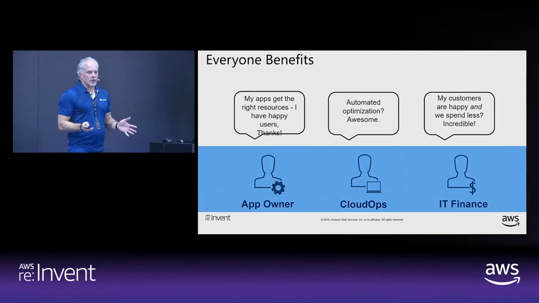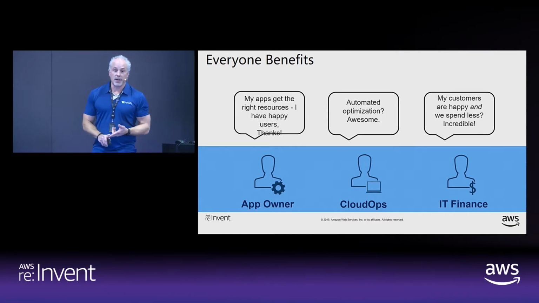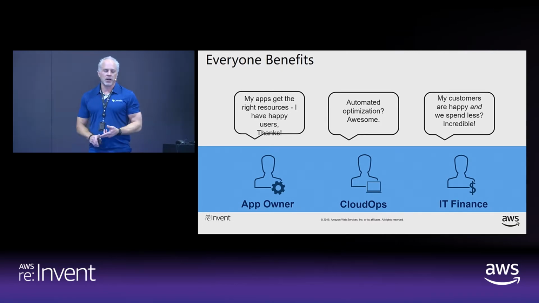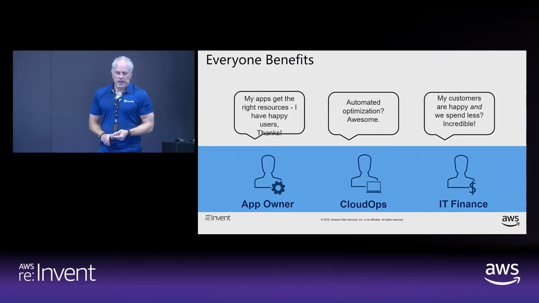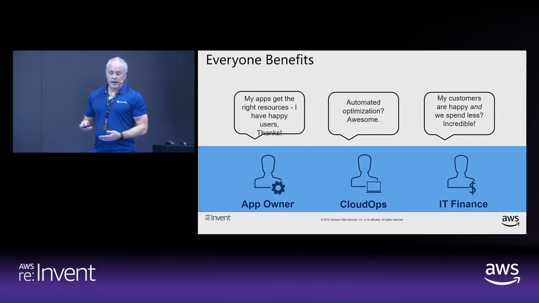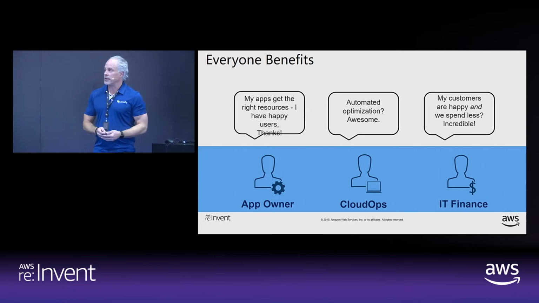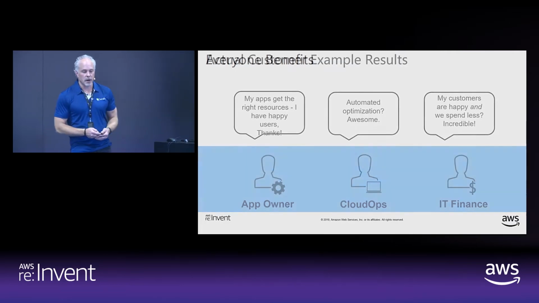At the end of it, everyone will benefit. So your application owner says, I've got the resources that I need, and my users are happy, and I'm not getting paged at 2 o'clock in the morning. The cloud operations folks are happy because they now have automated optimization, or semi-automated. It all depends on their appetite for optimization and automation in that company. And of course, the finance folks are saying that everyone's happy and my bill is lower, so that makes me happy as well.